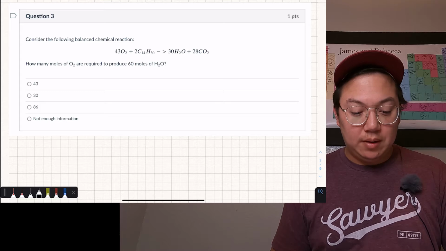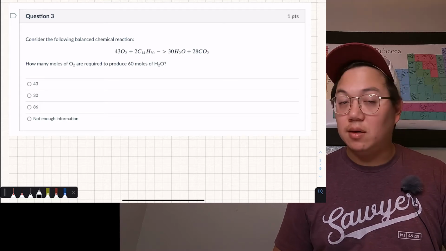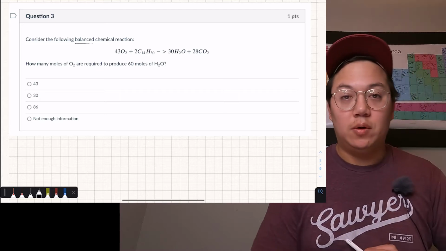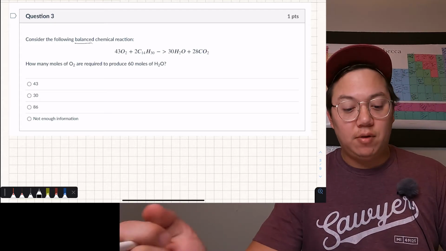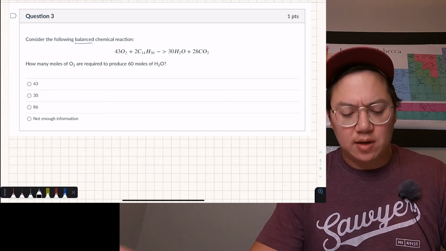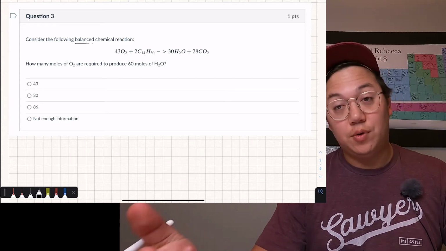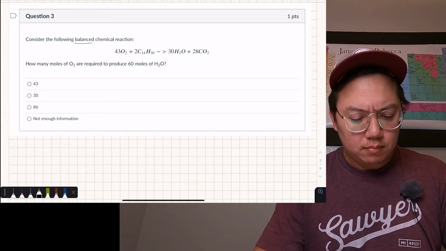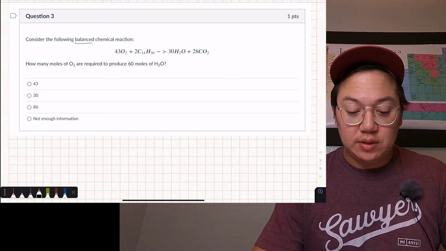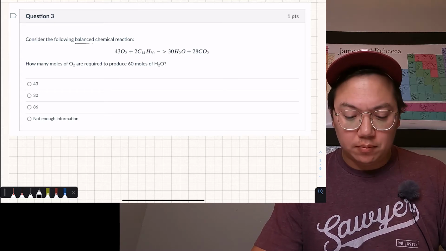So for question 3, it says consider the following balanced chemical reaction. And that's honestly very important. You should always be checking to see if your chemical reactions are balanced, if you need to balance them, and then if you do need to balance them, then balance them. But it's asking us how many moles of O2 are required to produce 60 moles of H2O.